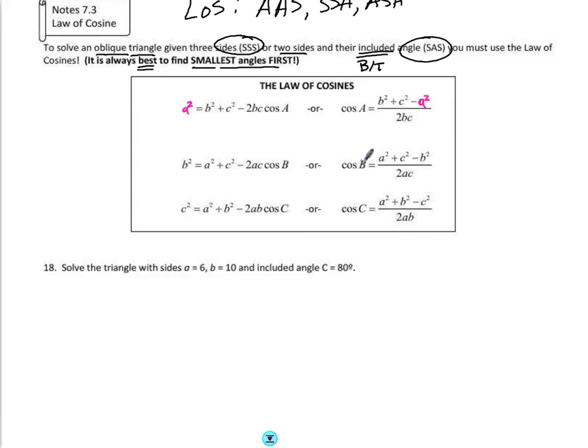Now, if I'm solving for big B, this is how I always remember it. Opposite of big B is little b, and little b only shows up once on the other side. Every other time, it's a and c, the two sides adjacent to angle B. So I'm adding and subtracting the little side I'm trying to find, and I'm multiplying by the two other little sides that I know. So let's see if we can work our way through this.